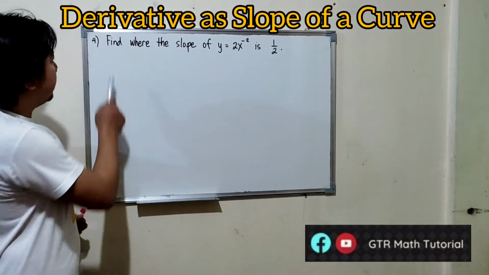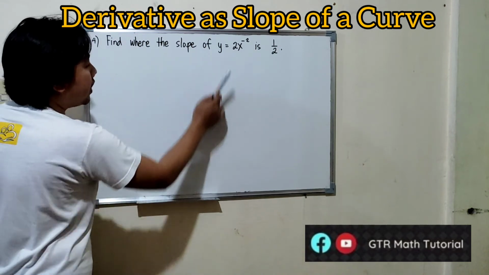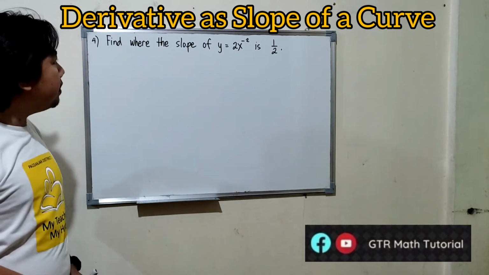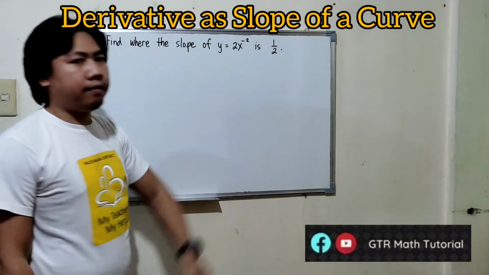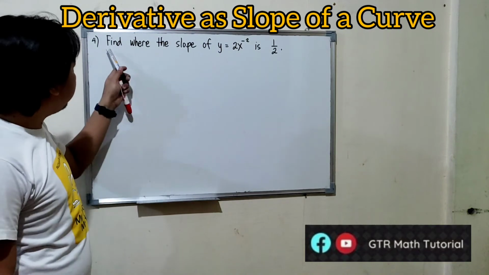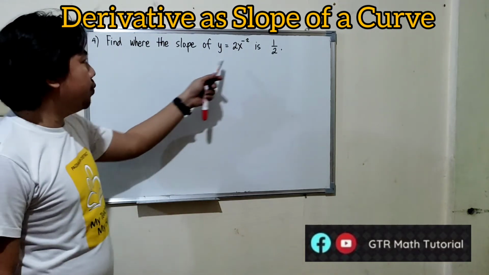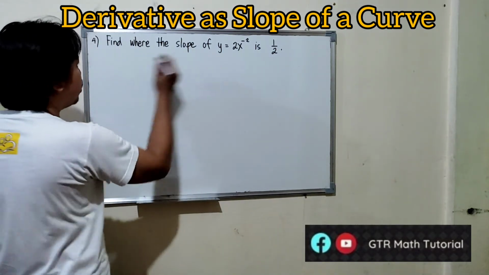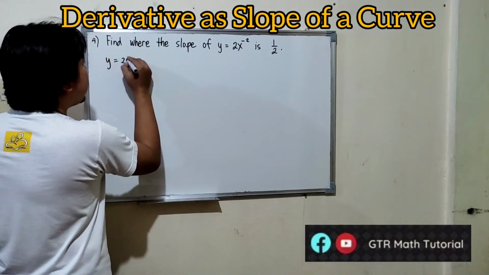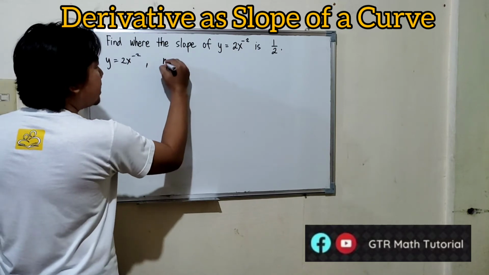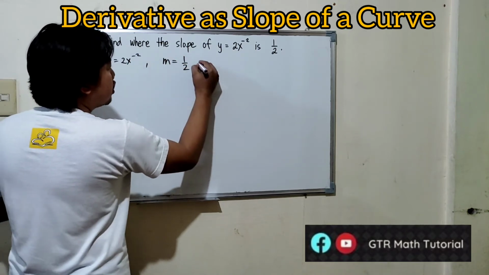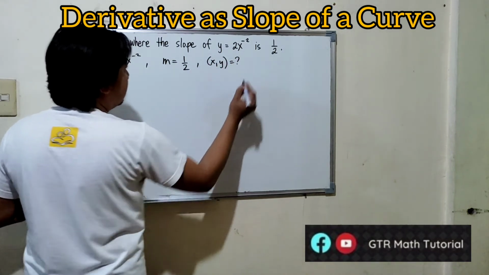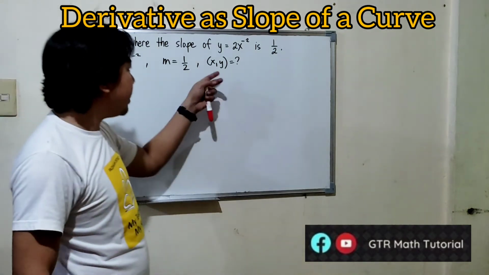Okay, number 4. Find where the slope of y equals 2x raised to negative 2 is 1/2. So again, given the slope is 1/2, we're looking for the points. Given the function y equals 2x raised to negative 2 and the slope m equal to 1/2, the unknown is the point (x, y). So we're going to solve for the point (x, y).